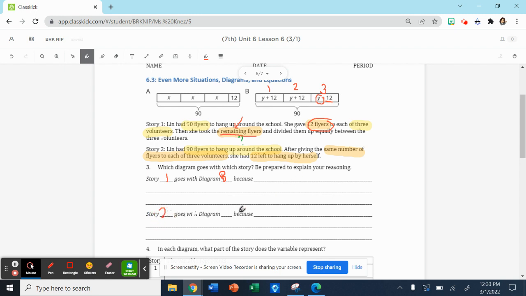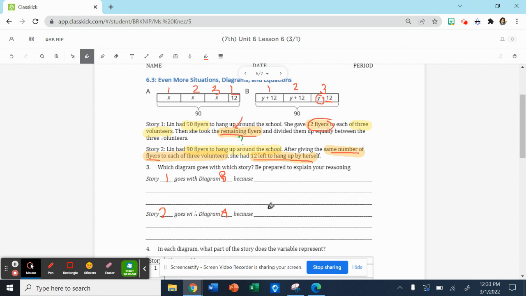Story 2 goes with diagram A, and the reason is because Lynn gives the same number of flyers to each volunteer, volunteer 1, volunteer 2, and volunteer 3, but then she has 12 left that she hangs up by herself. These 12 are the Lynn flyers. I'm going to label them L because they're Lynn's flyers.